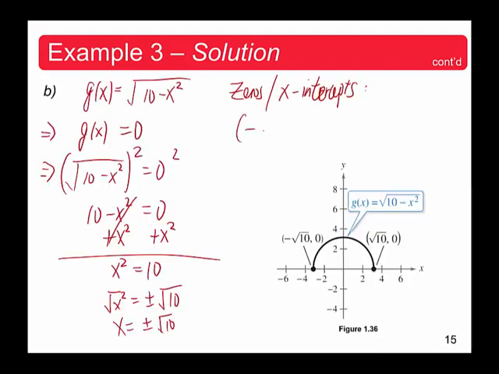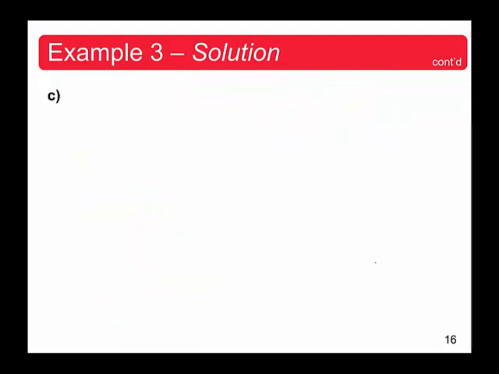First one is negative radical 10, 0. And second one is radical 10, 0. And you can easily go over the procedure and finding those zeros. As you can see from the graph, this is actually a half circle. So there are a couple intercepts, one on the left, one on the right.